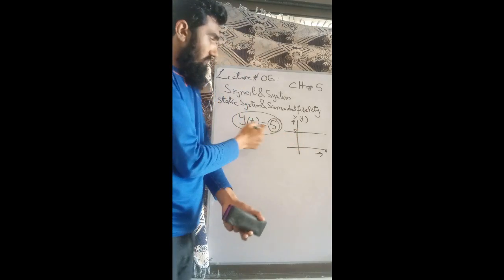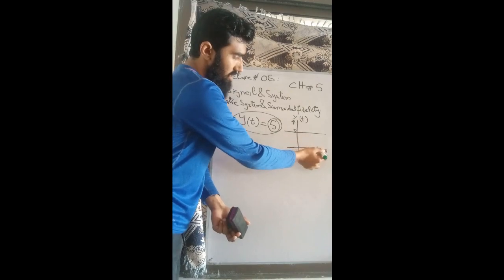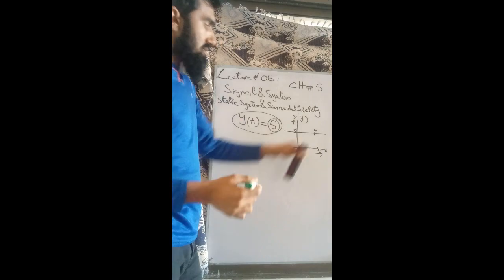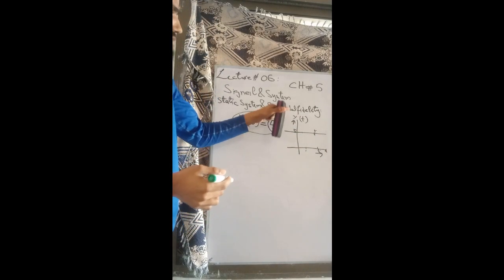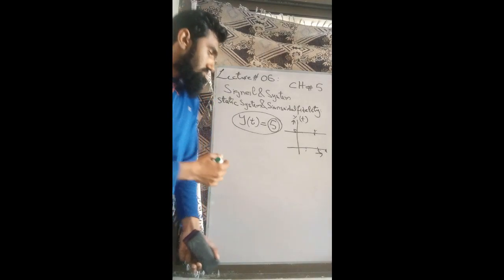So no matter what value of x we apply, at x is equal to 1 it is 5, at x is equal to 5 it is 5, so it is not changing. So this system is a static system. And the other concept is sinusoidal fidelity. What is this term sinusoidal fidelity?